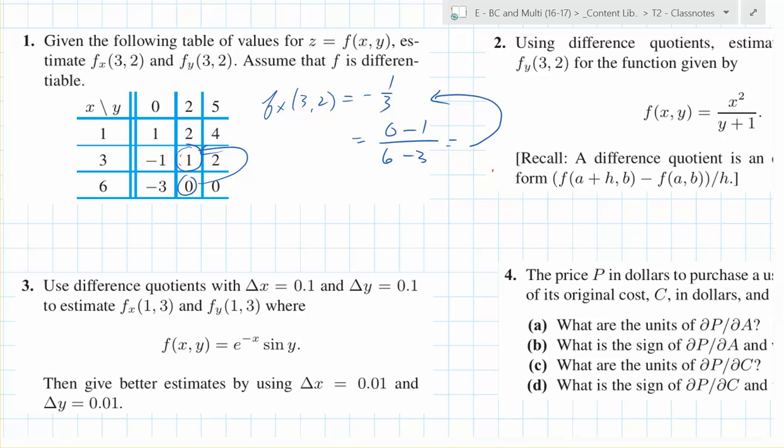So if you wanted to do f_y, let's do that. So f_y at (3, 2), what are you fixing? X. You're fixing x, so you're fixing it across like that. So what's that going to be? 2 minus 1 over 5 minus 2, right? Yeah. So 1 over 3. So one's negative 1/3, one's 1/3. Does that kind of make sense? Nice. Okay. Excellent.